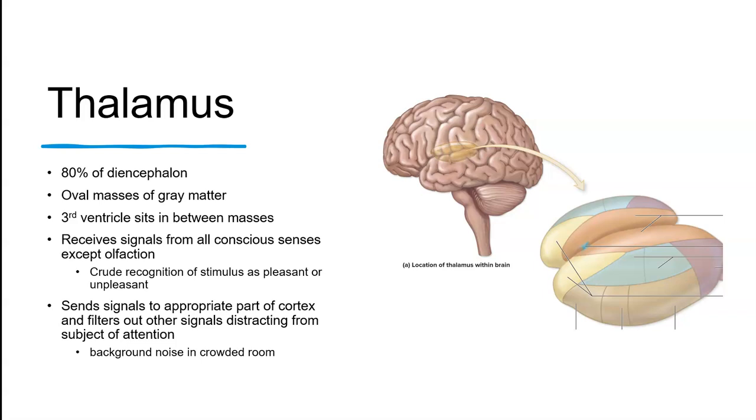part of the cortex. In addition to that, it helps to filter out signals that really don't need our attention, such as all the background noise in a crowded room, or the noise of the traffic going down the road outside your bedroom window, or the ceiling fan as you are trying to study. So things that don't need attention get filtered out.